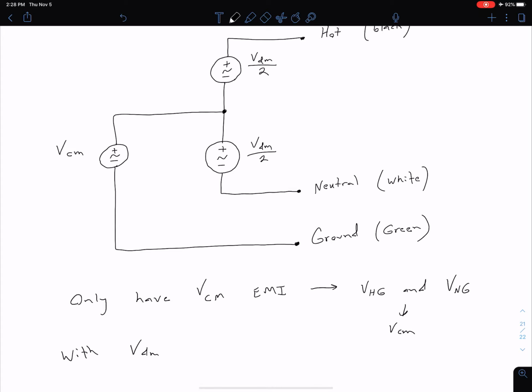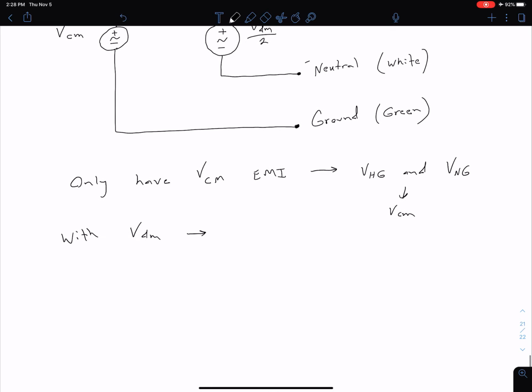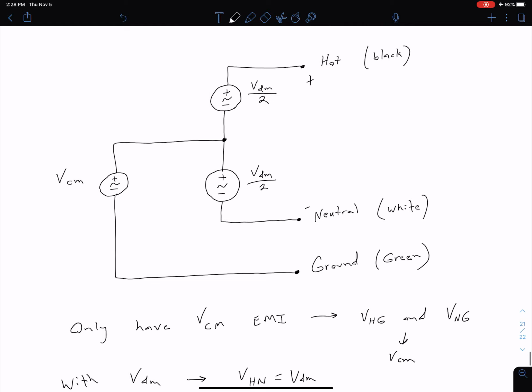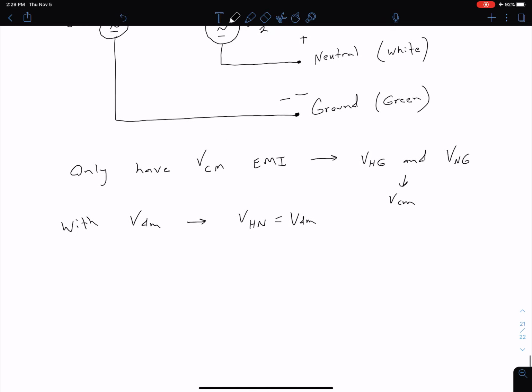Now if we also have the differential mode, let's say we add our differential mode into the mix, so we get VDM, we can see that our hot to neutral is going to equal our differential mode voltage. So our V hot to neutral is going to equal that differential mode voltage. If we wanted to talk about our hot to ground, for instance, that's going to be any common mode that's present plus this VDM over 2, whereas our neutral to ground would be our common mode minus this VDM over 2.